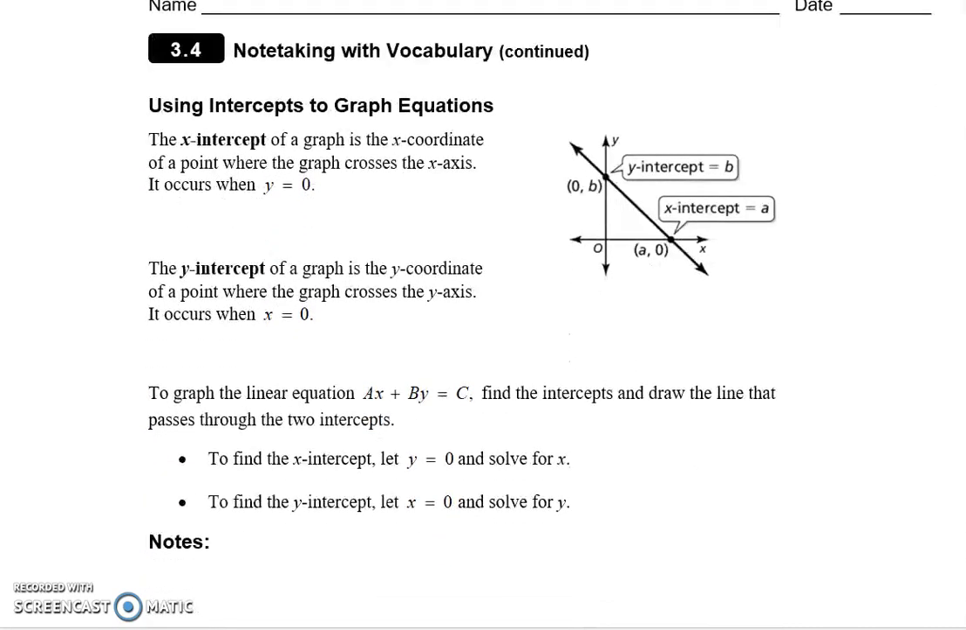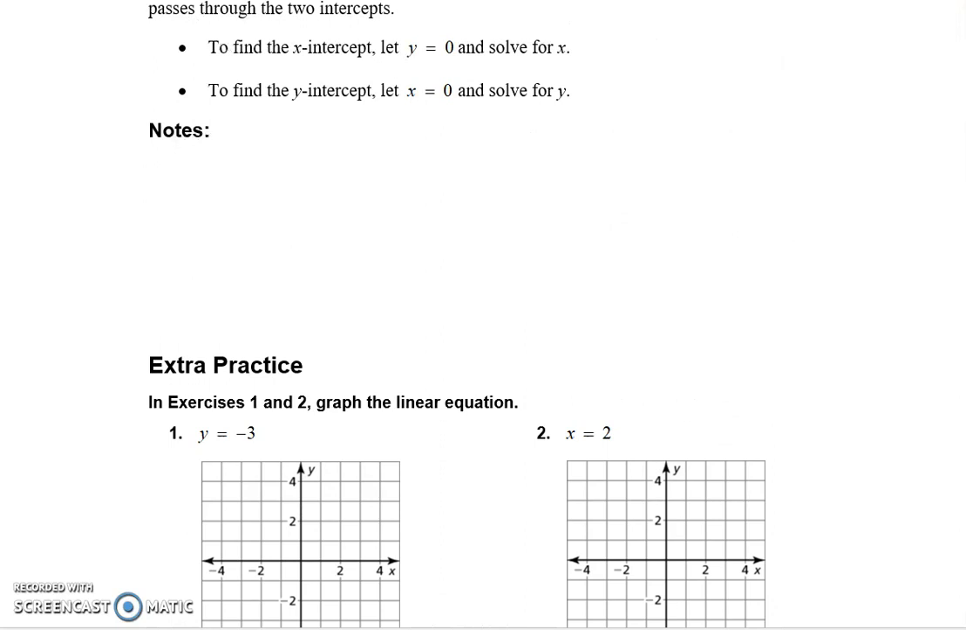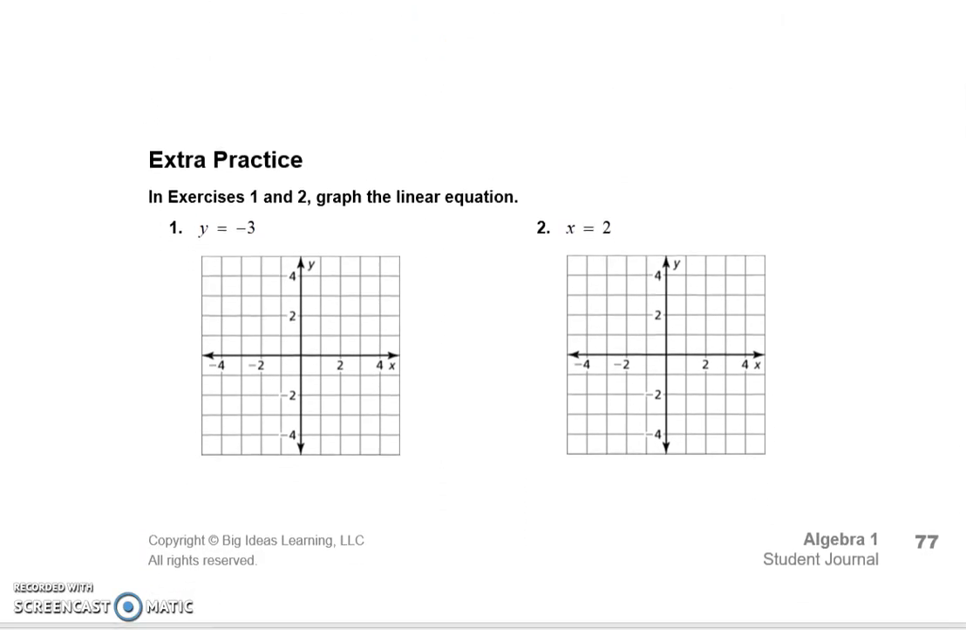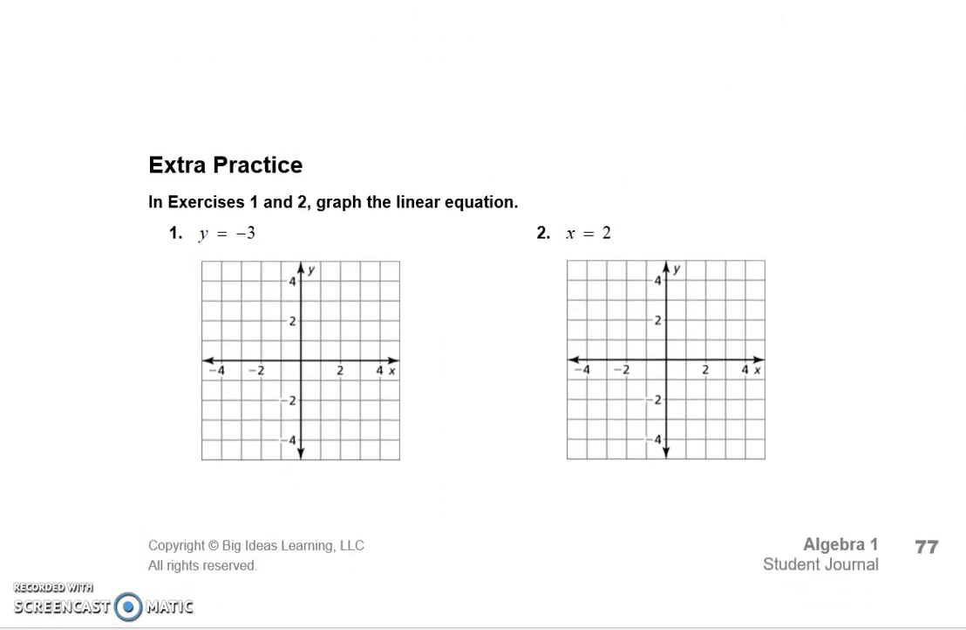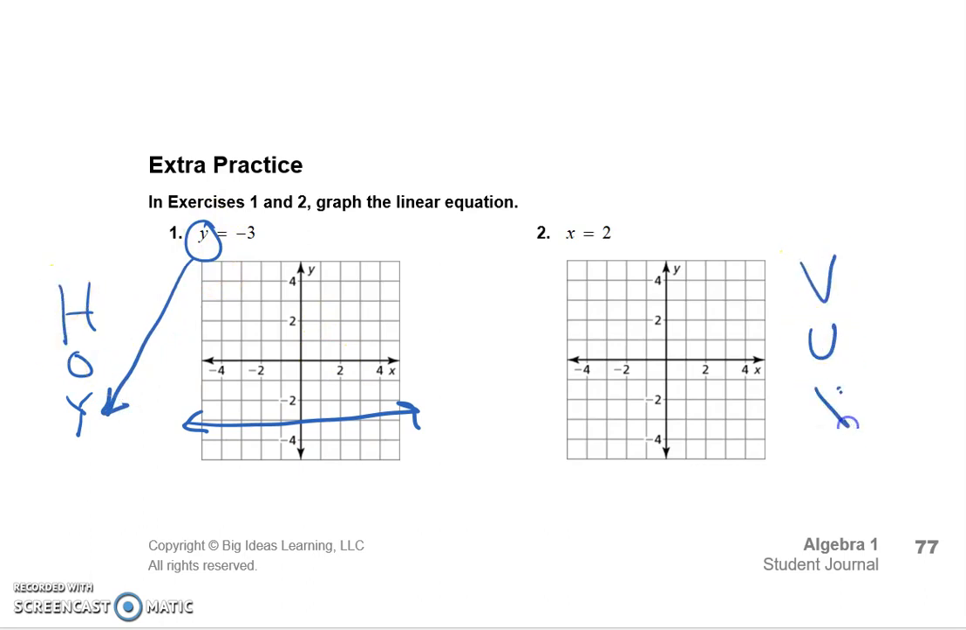Scroll to the bottom of page 77. These should be 2-second problems. Y equals -3. This is a HOY problem. So it's a horizontal line at -3 because it was y equals. X equals 2 is a VUX problem because it's x equals. So it's a vertical line at 2. Done. Those should not take you more than 1 or 2 seconds.